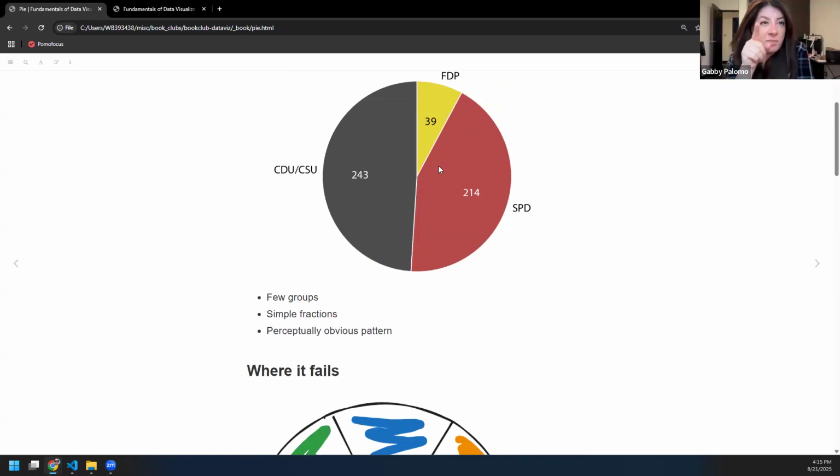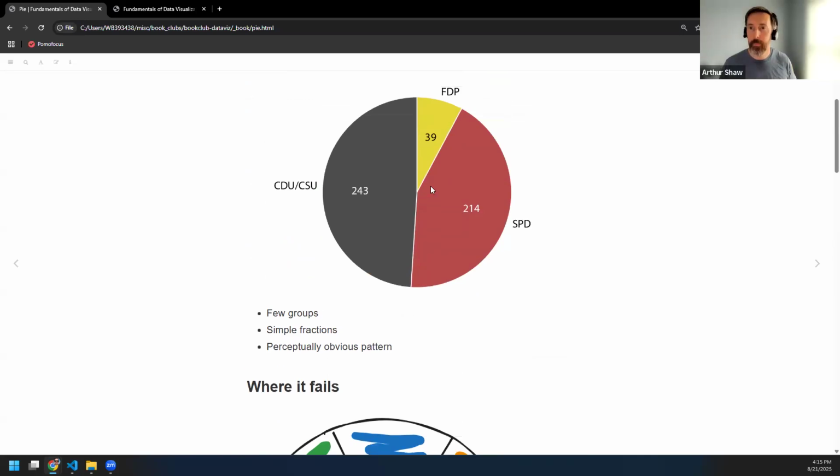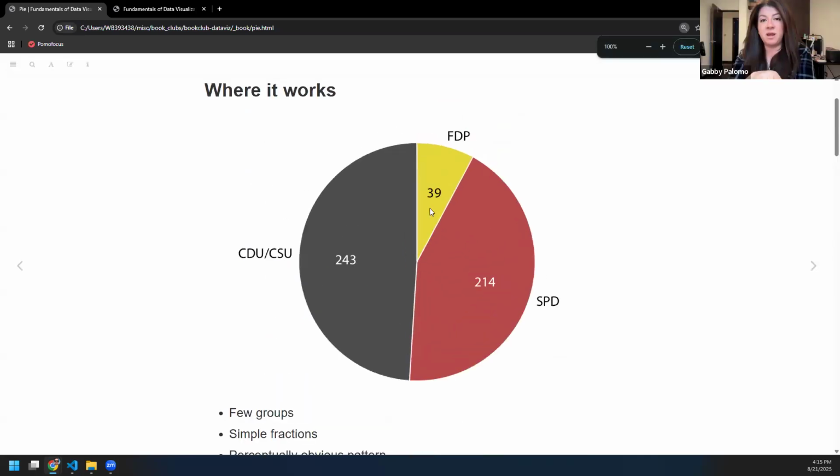So if you pay attention to the middle line, on the bottom between the gray, I guess that's gray, and red, it's a little askew to the left. So if you tell me that if I put together FDP and SPD, then I can see that those two are maybe 51 or 53% over CDU, CSU.